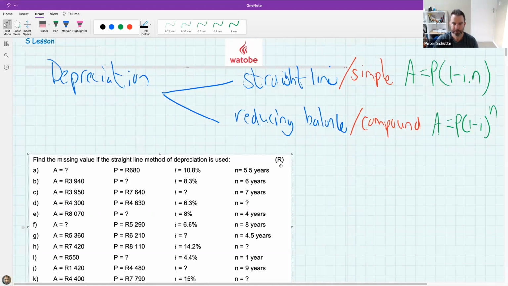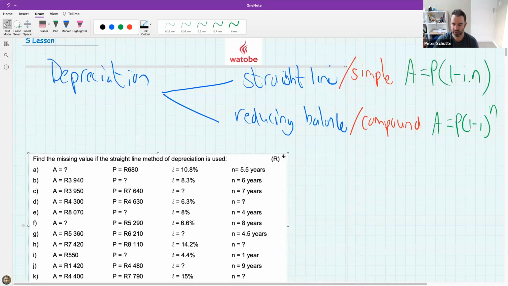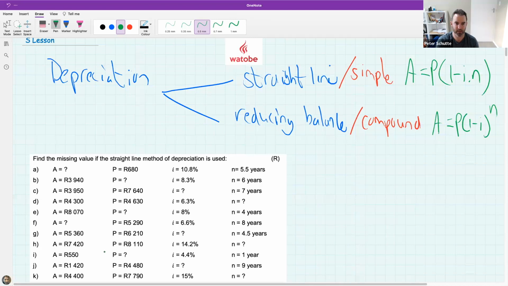Okay. So what you need to be able to do in all these questions is just be able to find any one of those values, A, P, or N. And so I want to start with a little bit of revision. In this question, you have to find the missing value if the straight line method of depreciation is used. And that means that this formula will be in play.